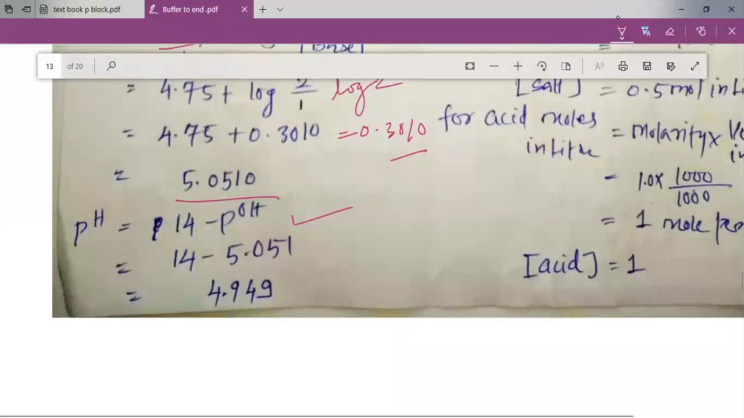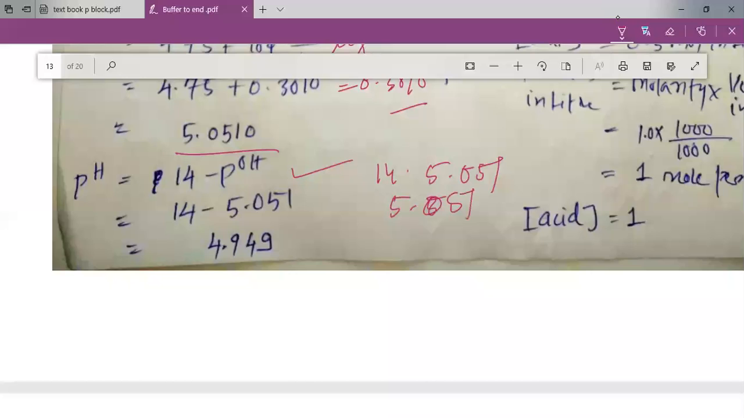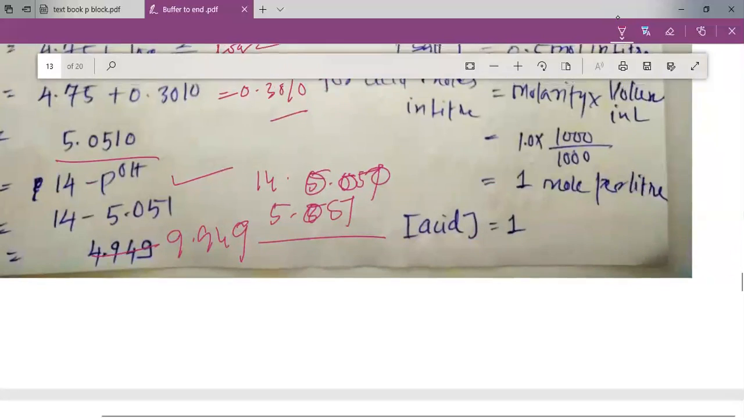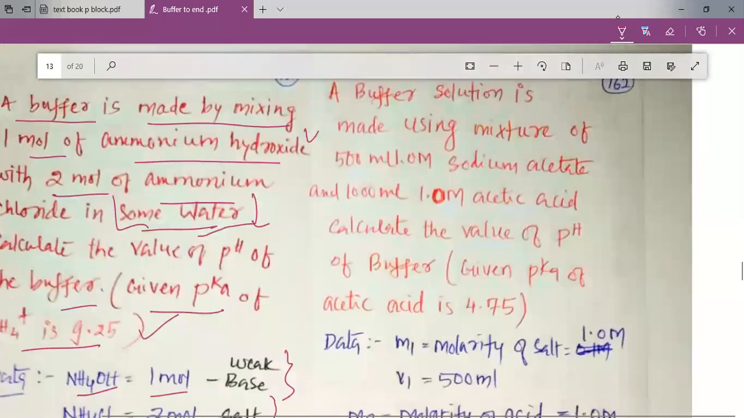Now we are well aware that pH is equal to 14 minus pOH. So here we have got the value for pOH. So let us put the value of pOH. So 14 minus 5.051, these all are zeros. So we get this value, instead of, it should be 9.949. So we get this value of pH is equal to 9.949.